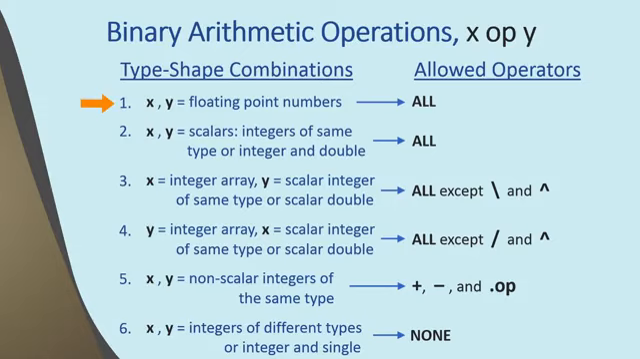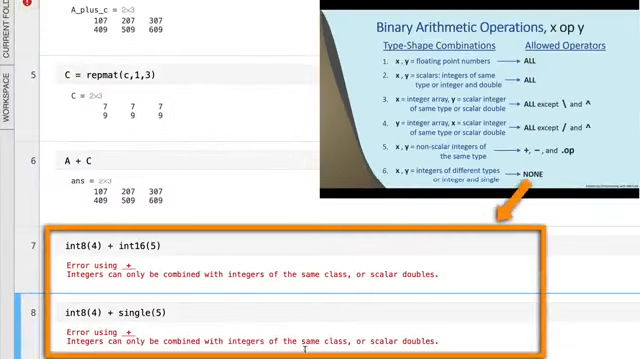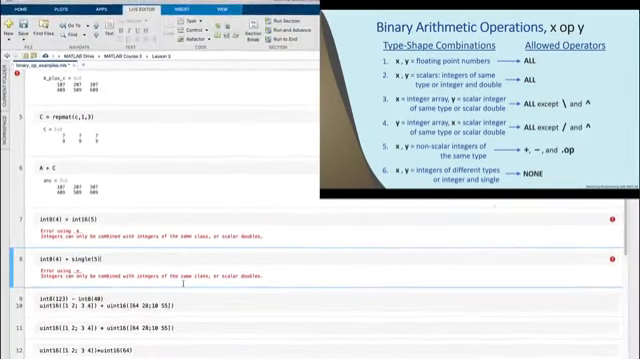Rule 1, though, has no shape restrictions. It simply says that if x and y are floating point numbers, which includes doubles and singles, or a mixture of the two, then all operators work. That's a pretty easy rule, and so is Rule 6, which also has no shape restrictions, but says that if the operands are integers of different types or comprise an integer and a single, then none of the operators works. For example, MATLAB refuses to process these two expressions. However, using the same integer types is okay.